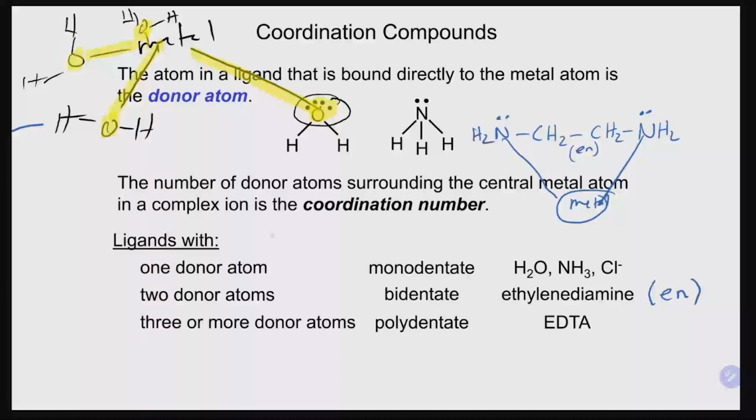So if you had a formula with a particular metal, and next to it it says en to the 2, the coordination number here would actually be 4, not 2. That's because if you had 2 of these, you would have one more, say, drawn underneath it.